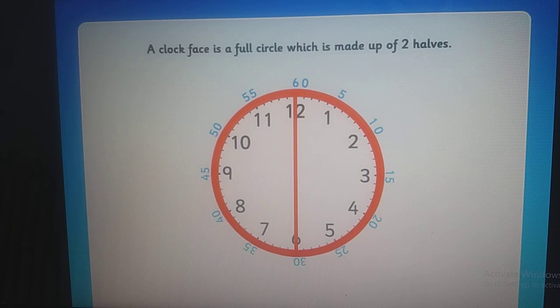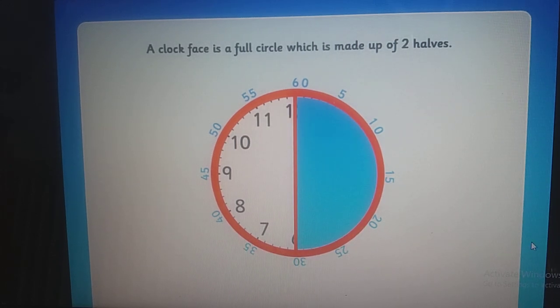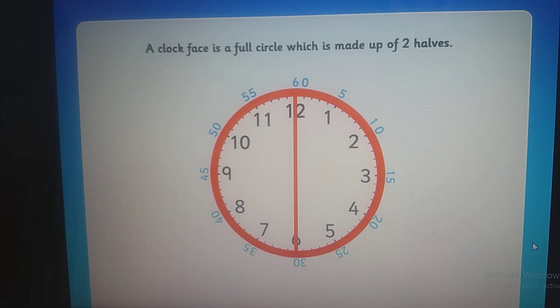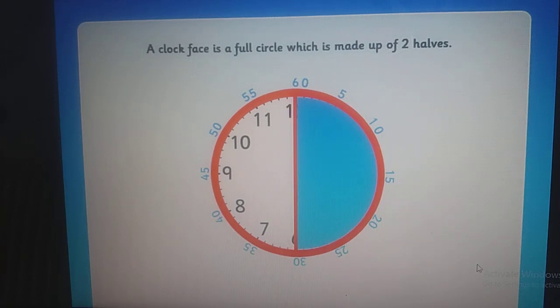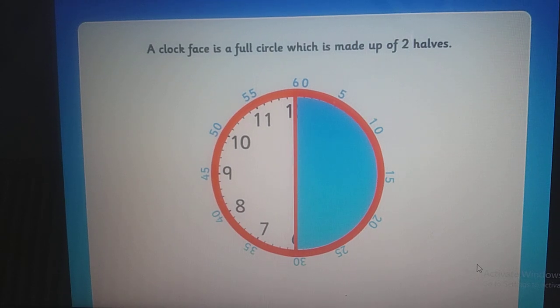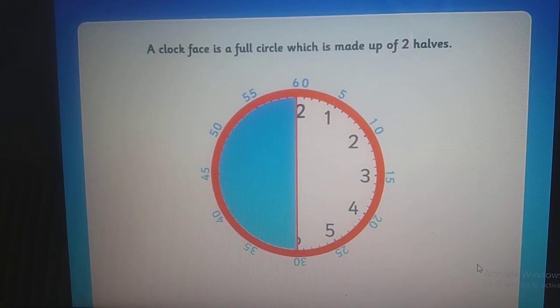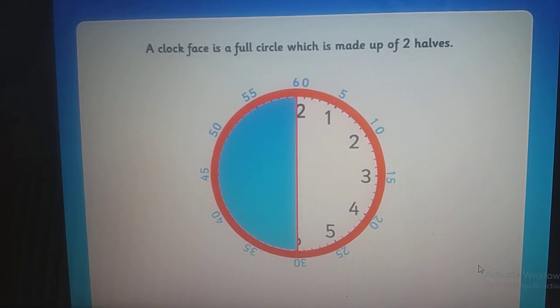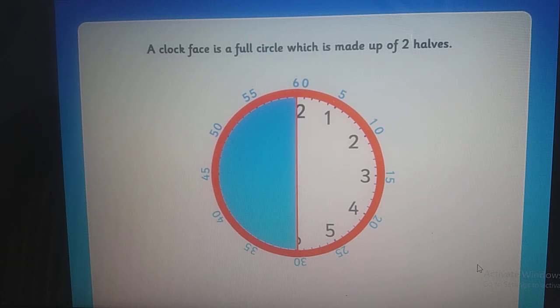So a clock face is a full circle. Look, this is a full circle. A clock face is a full circle which is made up of two halves. As you look at this red line, it divides the whole clock into two halves. This is one half and this is the other half.